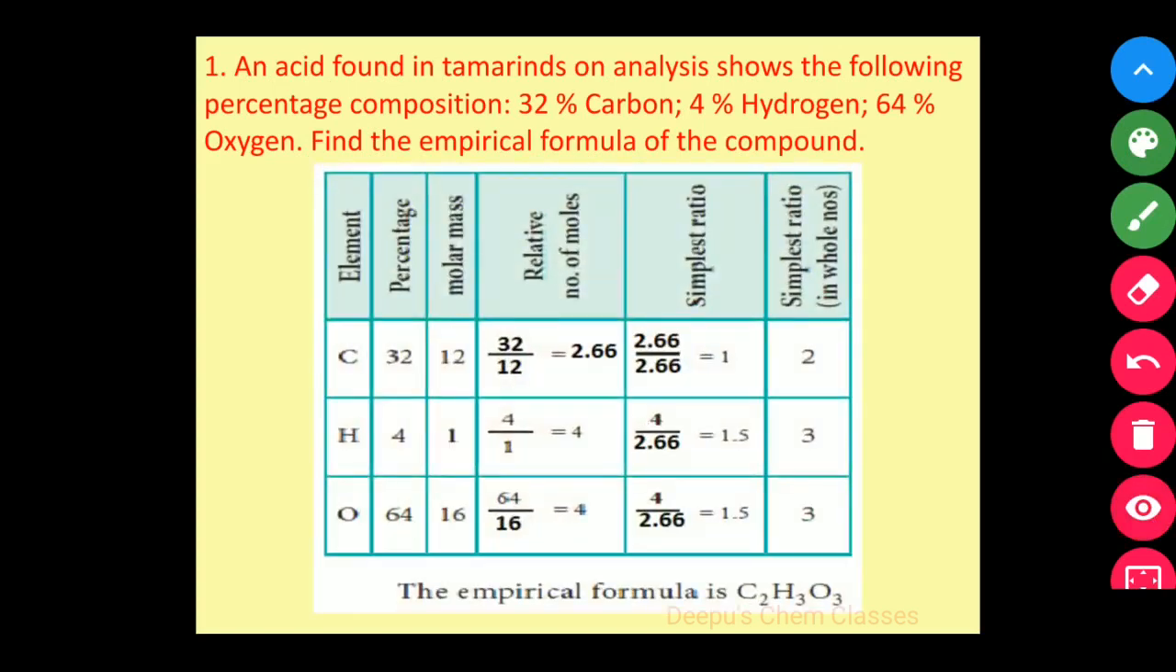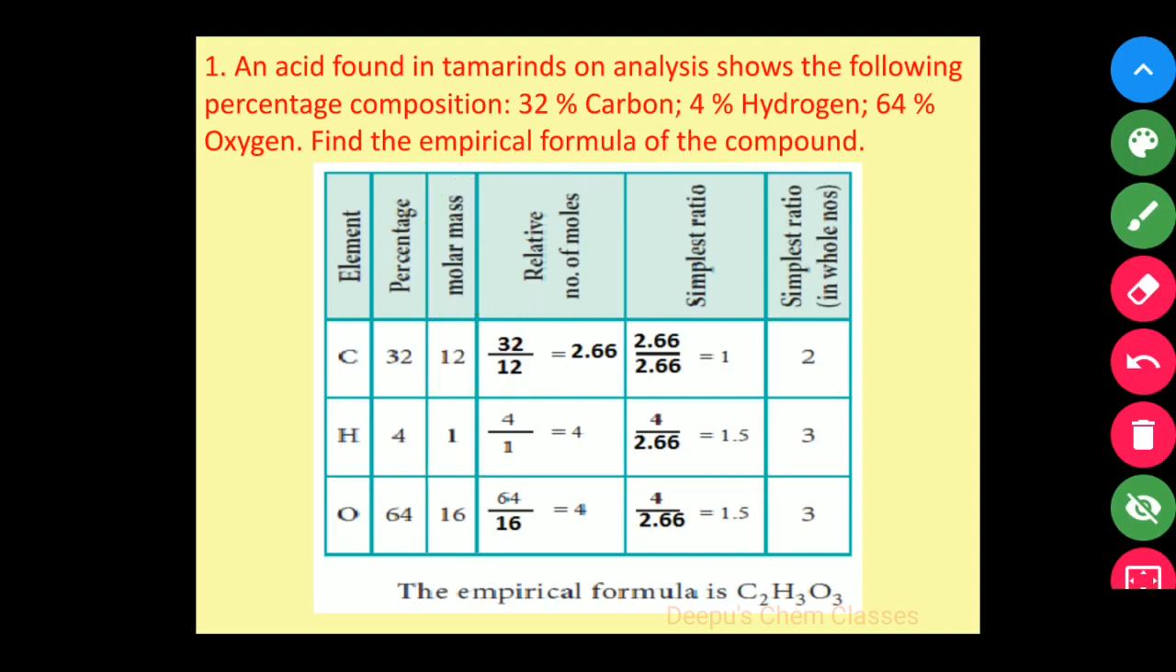So first step, we have to indicate the element, what element it is given: carbon, hydrogen and oxygen. The second step, we have to indicate the percentage given: 32%, 4% and 64%. The same here. Then third step, we have to indicate the molar mass, or you can say even atomic mass, because it is an element, so you have to indicate also atomic mass. So atomic mass of carbon is 12 and hydrogen is 1 and oxygen is 16.